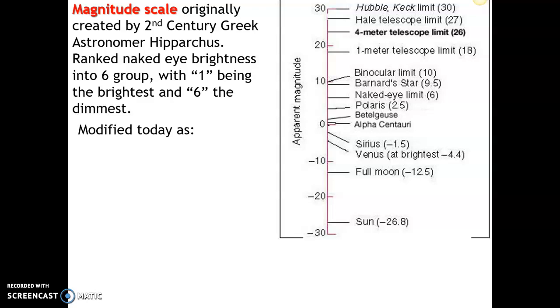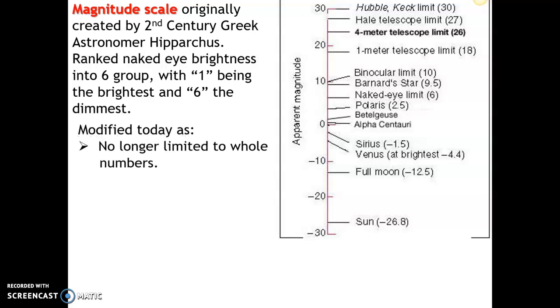Binoculars go about 10. Barnard star is a 9.5. We can't see it with the naked eye, even though it's the second closest star to us. It's just not bright enough. It's dim. But yet, it is bright enough. Naked eye limit, 6.